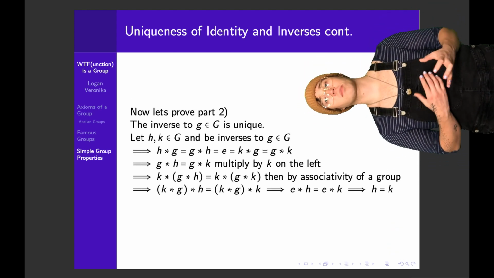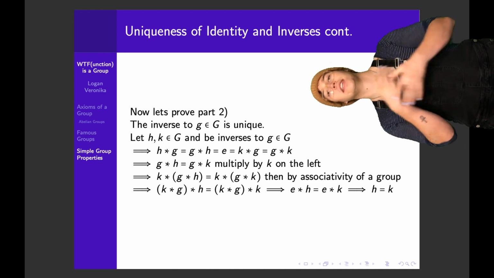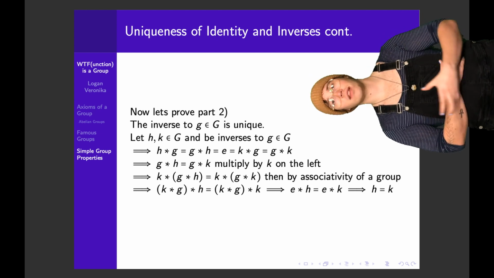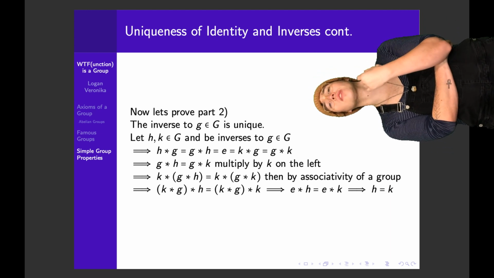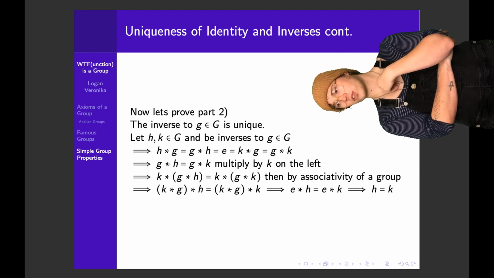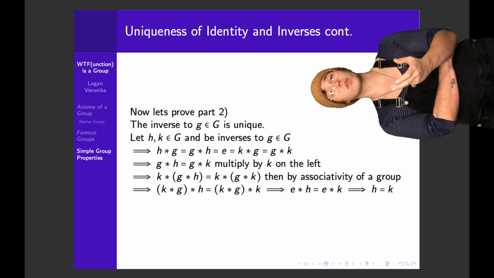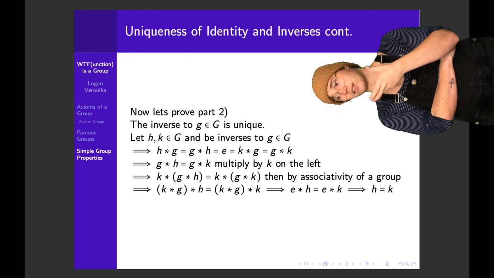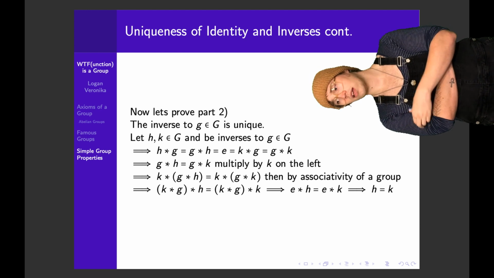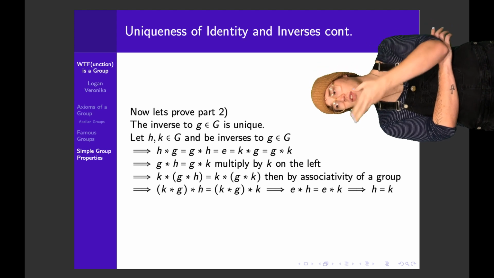This one is another basic proof, but a little trickier than our identity proof, or our identity being unique. Now we need to talk about the inverses of g, and that they are unique. We're going to let h and k be in G and be inverses to g. So we have h star g is going to be equal to g star h, which is equal to e because they are inverses, and that is the same as k star g is equal to g star k. Well, that would then imply that g star h is equal to g star k.